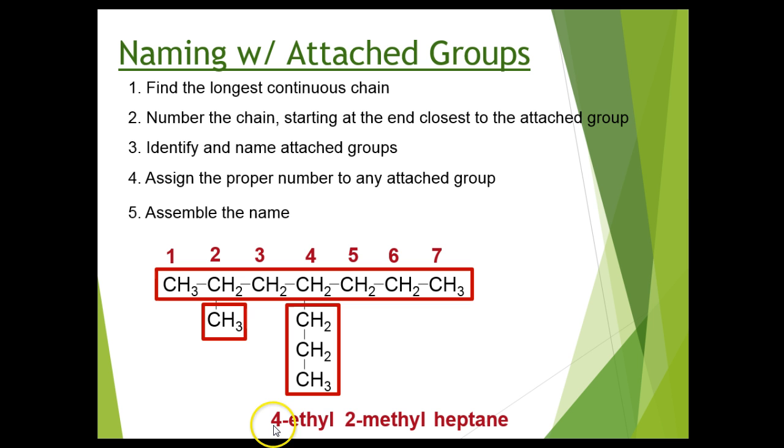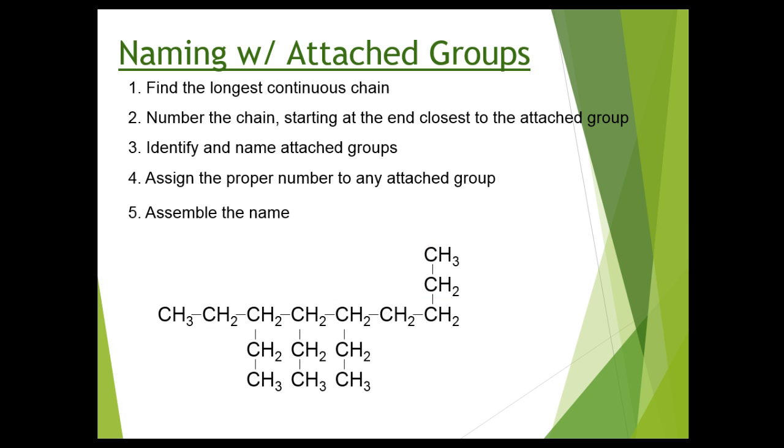Note that we're not putting them in numerical order, we're putting them in alphabetical order. So we have ethyl starts with the E, methyl starts with an M. Because ethyl is first alphabetically, it becomes 4-ethyl 2-methyl heptane.